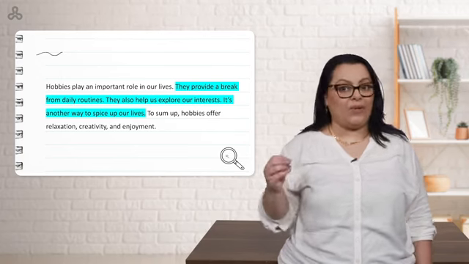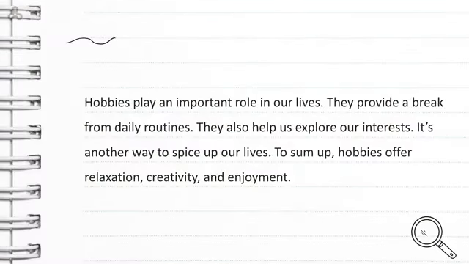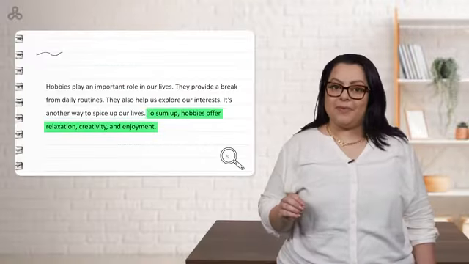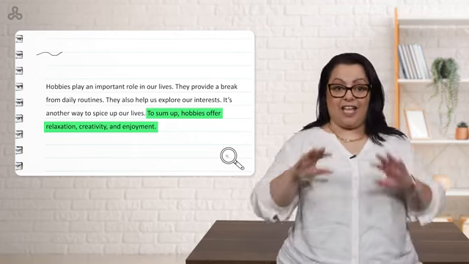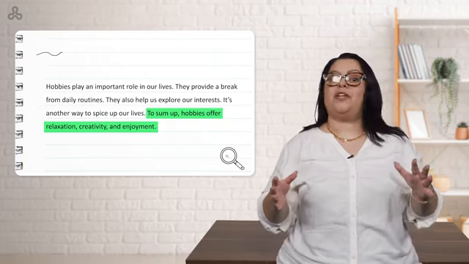And finally, what is the conclusion? To sum up, hobbies offer relaxation, creativity, and enjoyment. This sums up all the information in the paragraph. Don't forget that finding the main idea is like uncovering the heart of a paragraph. It allows you to understand the author's main message. Keep practicing, and soon you will become a professional at identifying the main ideas in every text.